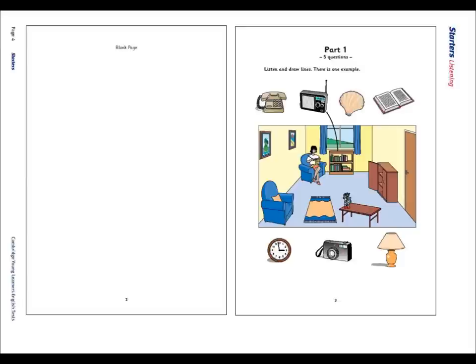3. And now, please put the phone on the mat. The phone? Yes. Put it on the mat. All right. I'm drawing that line now.